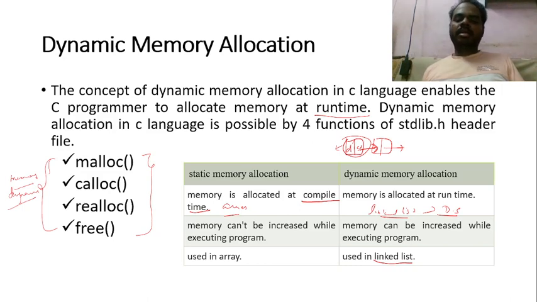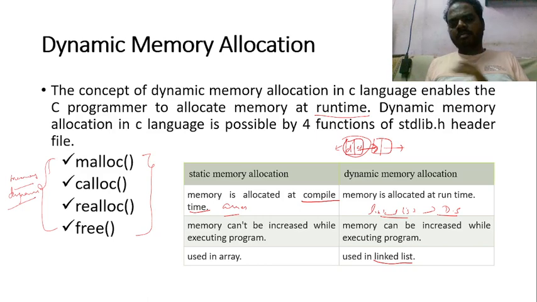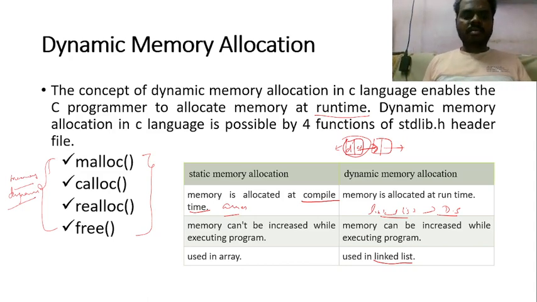The second difference is that we can't increase the size of memory during program execution. In static memory allocation, we can't extend the size of memory since it is a static allocation. Once the memory is allocated statically, we can't increase its size. Whereas in dynamic allocation, we can increase the size during execution with the help of the dynamic allocation concept. This is the difference between static and dynamic allocation.